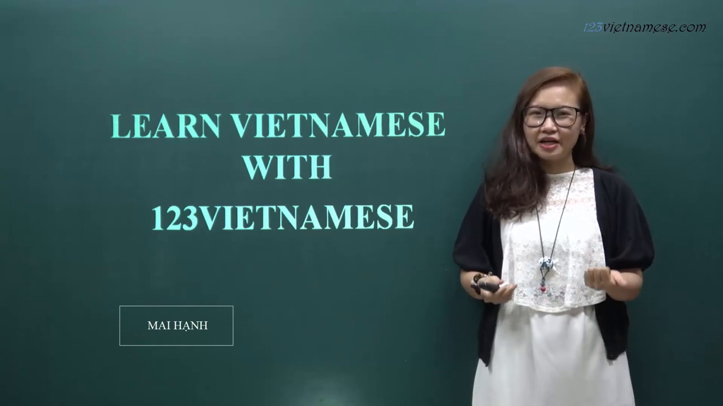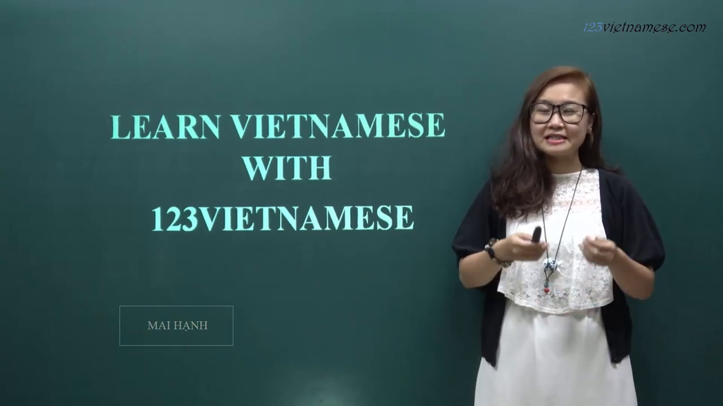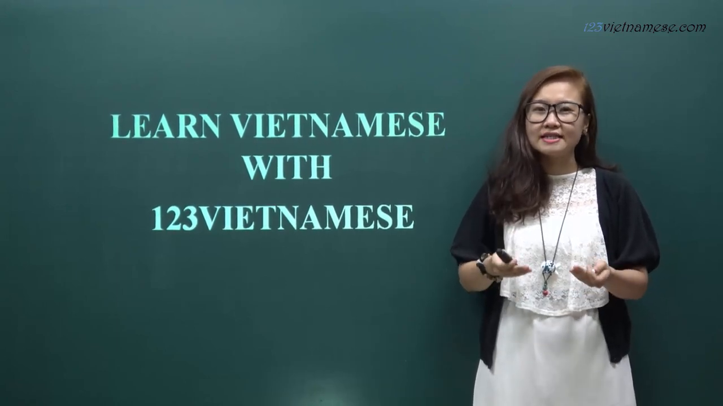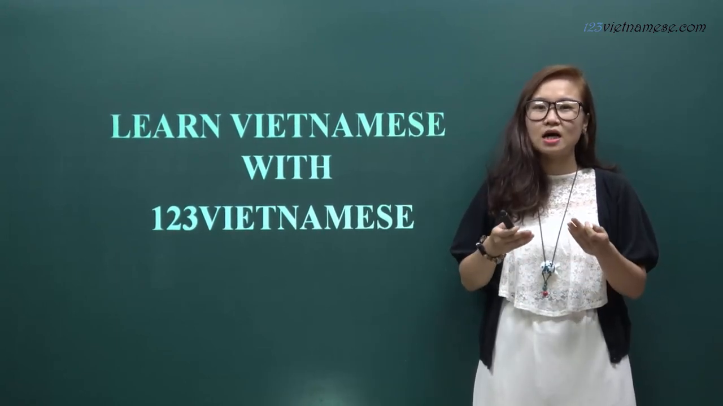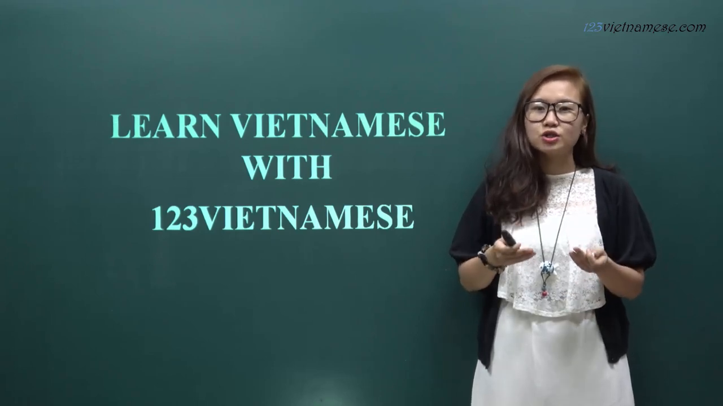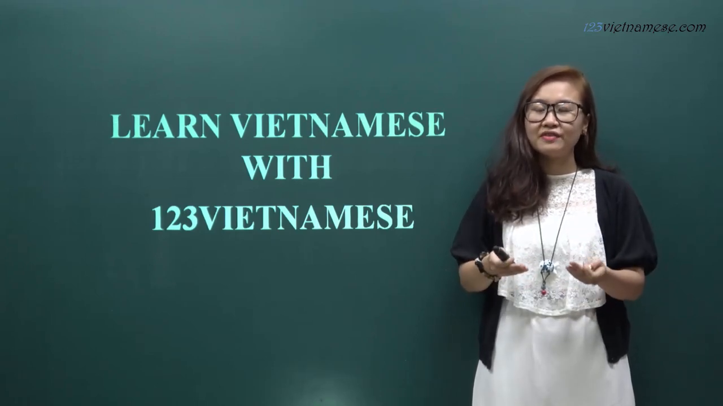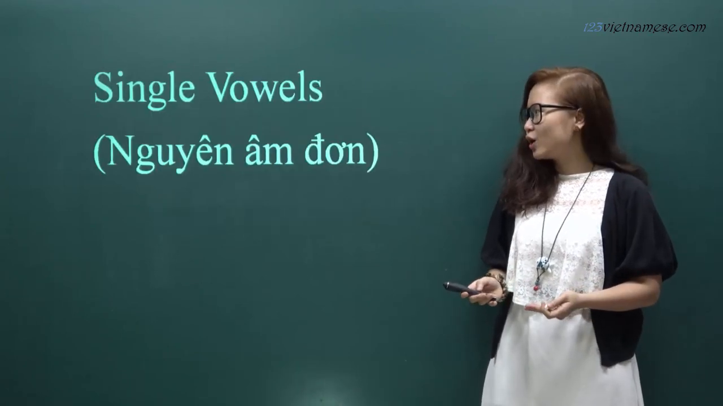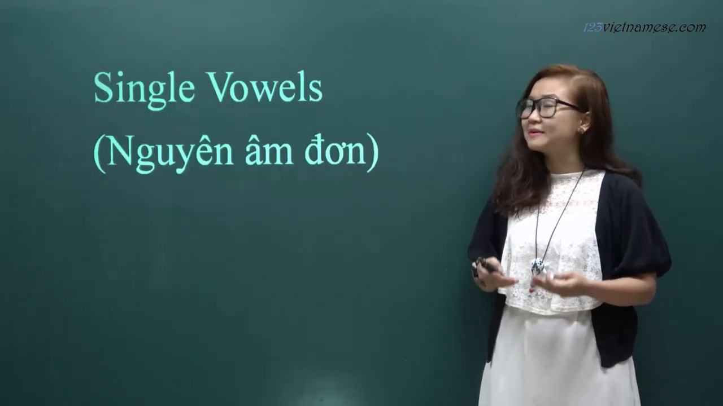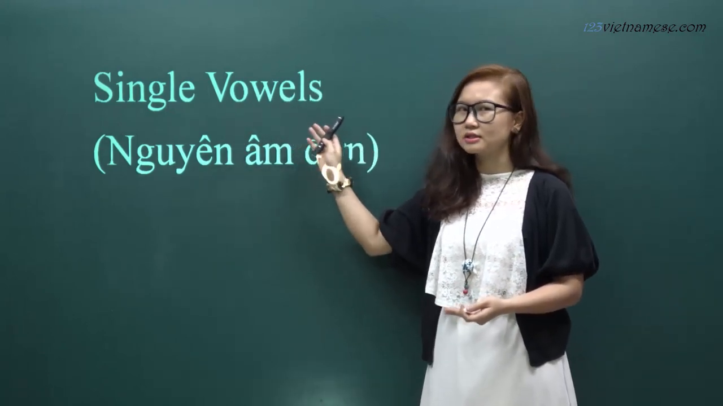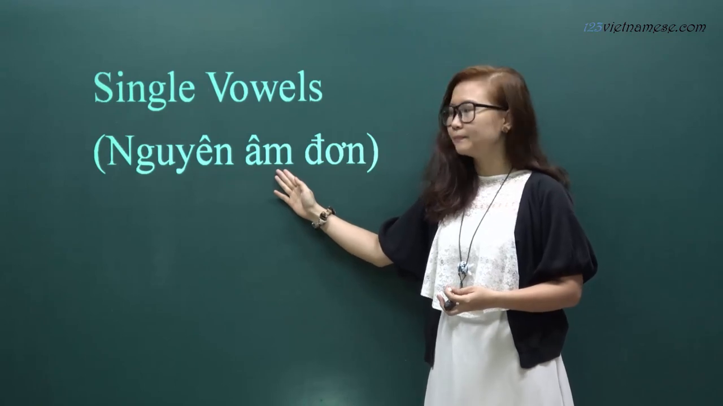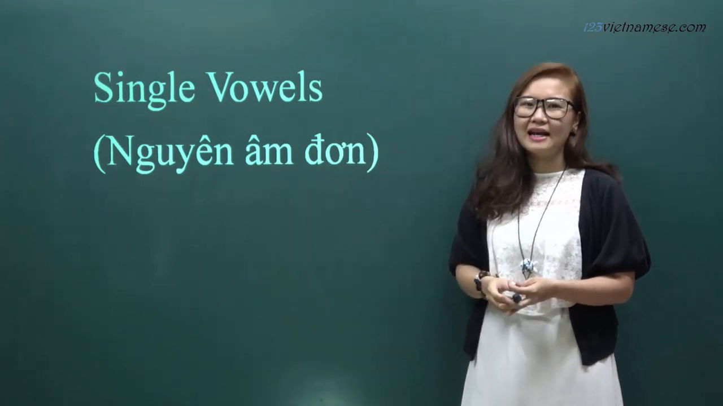In the previous video, you already learned about Vietnamese consonants. Please keep in mind that there are 27 Vietnamese consonants in total, with 22 sounds in Northern Vietnamese accent. Today, in this lesson, we're gonna go over Vietnamese single vowels, or what we call Nguyên âm đơn. Let's begin.